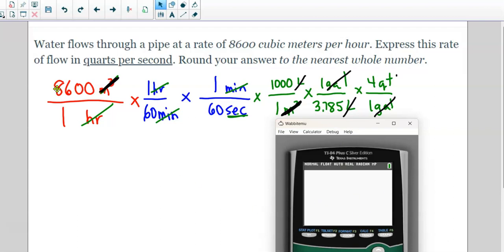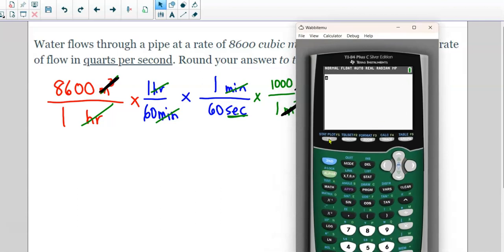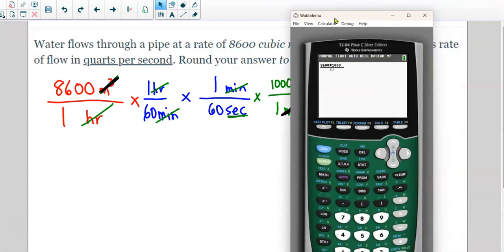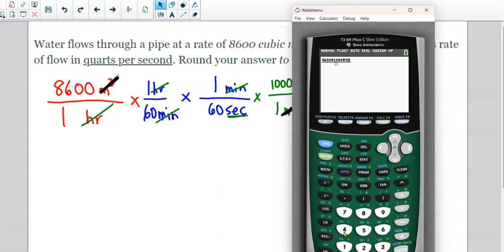And I'm going to type 8,600 times 1 times 1 times 1,000 times 1 times 4. That's a lot of math to type, but I'm just going to make a giant fraction here so that it looks exactly on my screen how it looks on my paper. So 8,600. I'm going to skip the times by 1 because we know that doesn't really do anything. So times by 1,000, times by 1, and then times by 4.